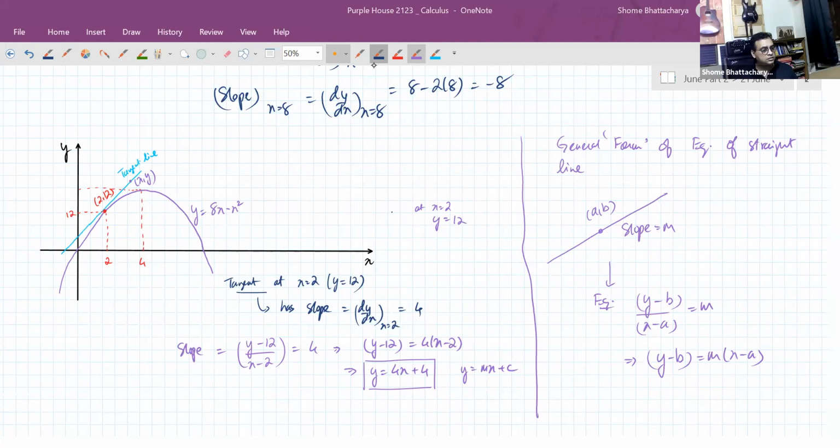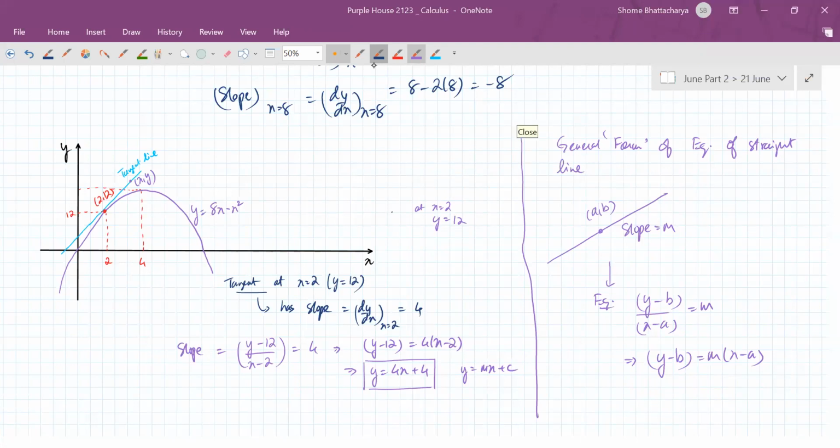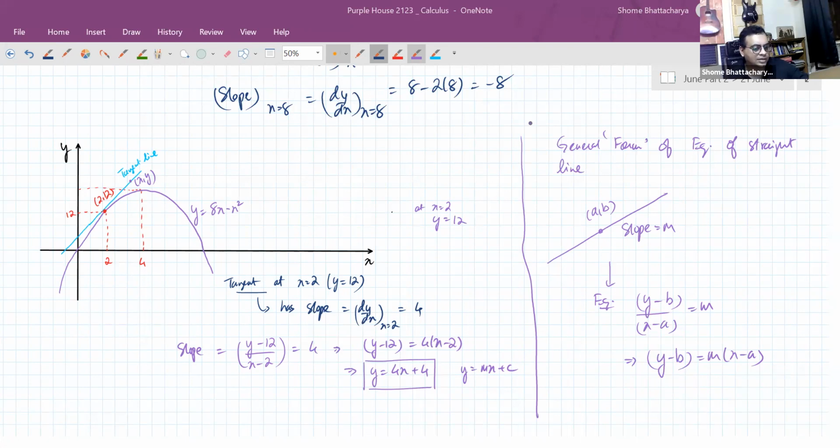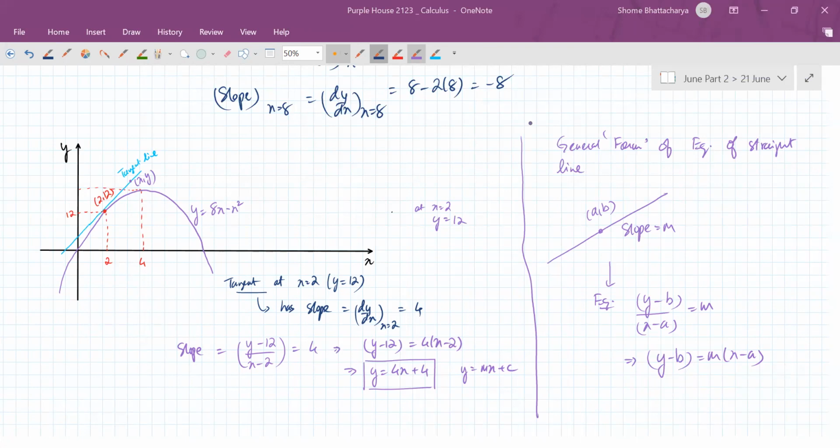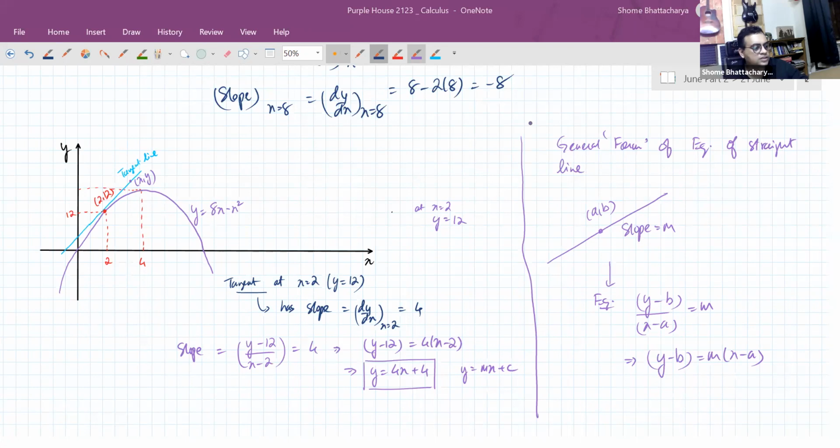Tangent is indeed a slope, like the slope of that graph at that point. No, tangent is a line. Tangent is a line drawn at that point which just touches the curve. Consider its slope. The slope of that line is equal to 4 in this case. Now that is the value of dy by dx at that point.